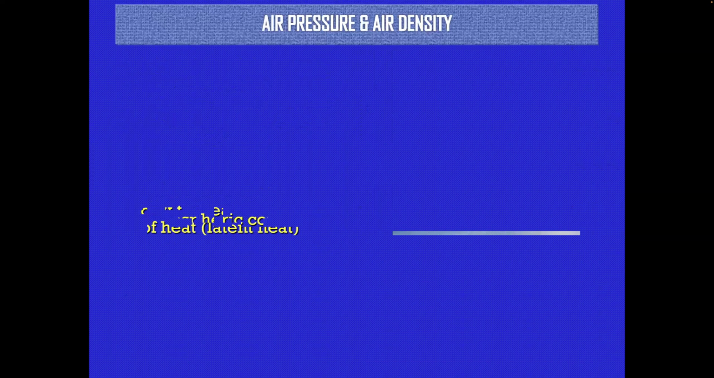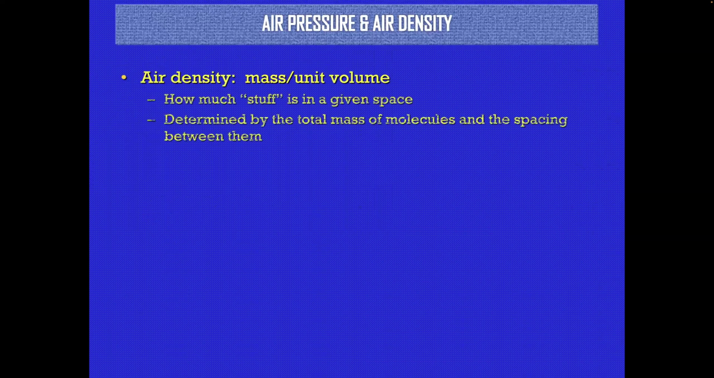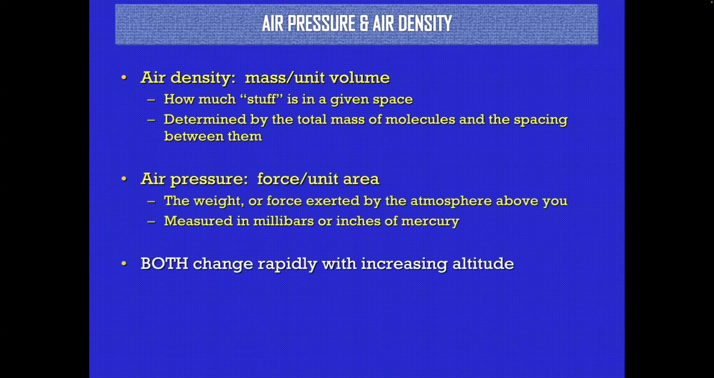Air pressure and density. So air density is the mass per unit volume, how much stuff is in a given space. Air pressure is the force per unit area. So imagine we all live at the bottom of the atmosphere. So the entire atmosphere is above us. Think of it as a column kind of directly over your head. And so that's air pressure. It's the weight or force exerted by that atmosphere above you. And the key here is that they both change very rapidly with increasing altitude.